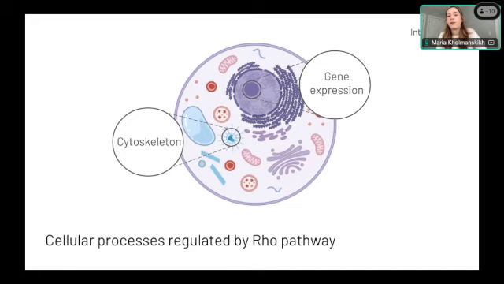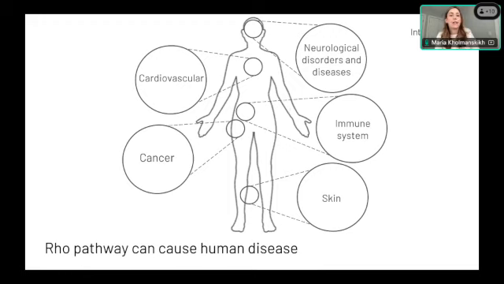The Rho GTPase my project is focusing on is RhoC, which is a small Rho GTPase that acts as a molecular switch that regulates various cellular processes by regulating the cytoskeleton and gene expression. By acting upon cytoskeleton and gene expression, Rho GTPases regulate several essential cellular functions: morphology, motility, and division. Dysregulation of the Rho pathway causes many human diseases, including cancer, neurological disorders, disorders of the immune system and skin, and cardiovascular disease.